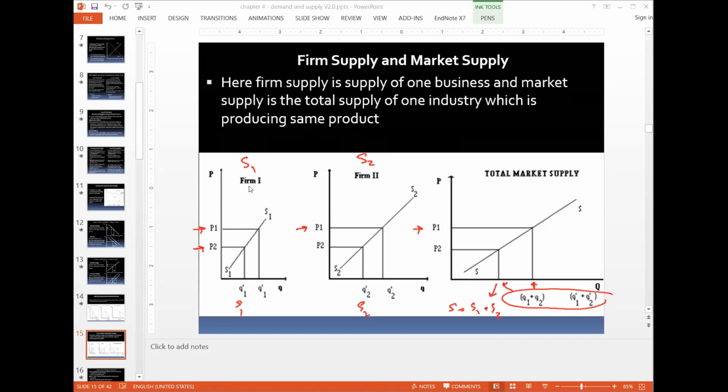So individual supply is supplied by one single company. So we use firm as a name for one seller, firm two, and then market supply. This way, the firm supply is the supply of one business, and the market supply is the total supply of the one industry which is producing the same product. So here the Q is actually a product. So Q is the same product, otherwise we cannot add. Okay. So here we have now shown the concept of firm supply and market supply. Now let's go towards the next point.